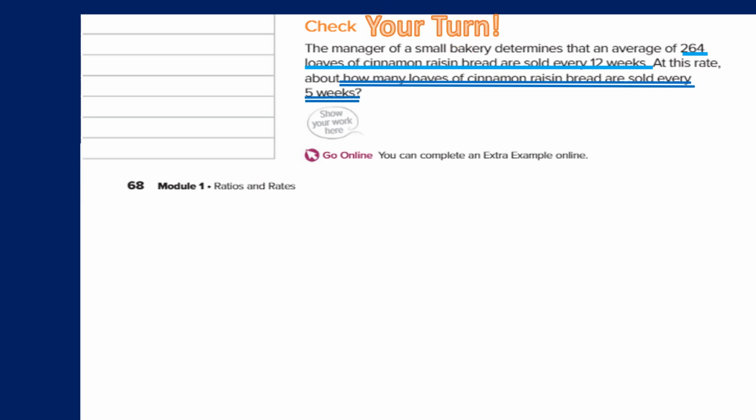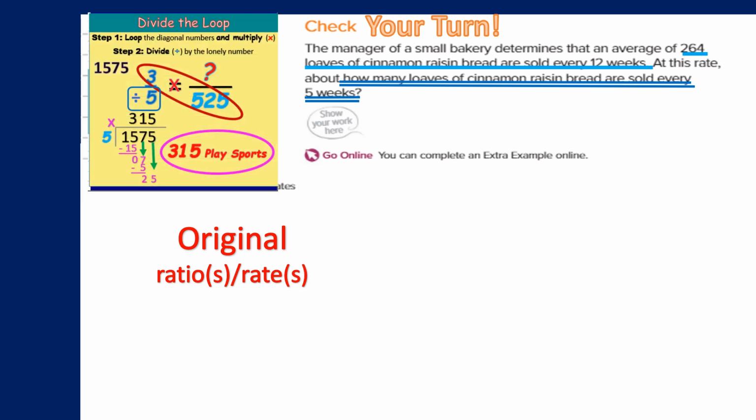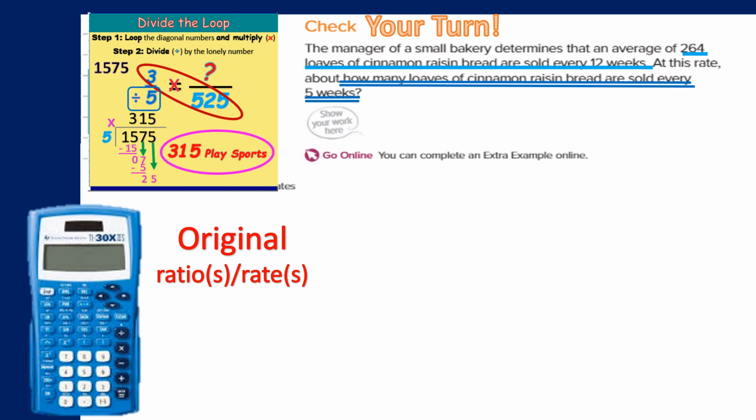So I want you to do this on your own. Check your answer when you're done. Couple of things. Make sure you have your original ratio and rate set up correctly. I would strongly suggest that you divide the loop and use your calculator as you go through your steps. Just make sure you show your work. So pause, find the answer, and let's see how you did. So hopefully you did pause and you found your answer and we see how you did.